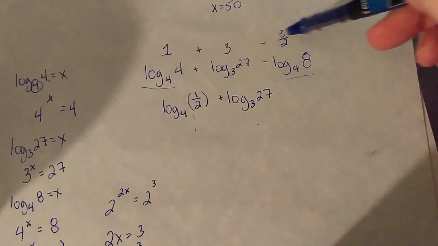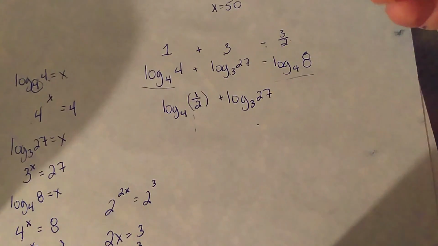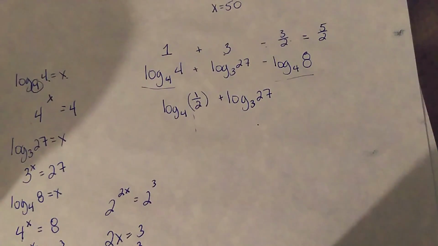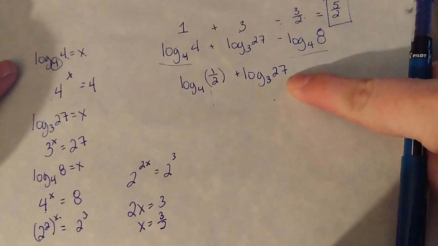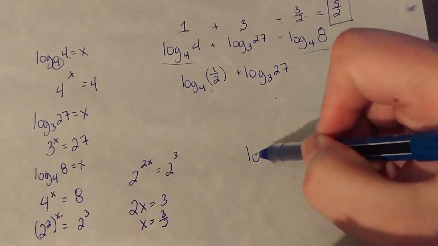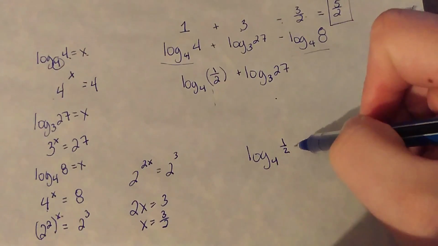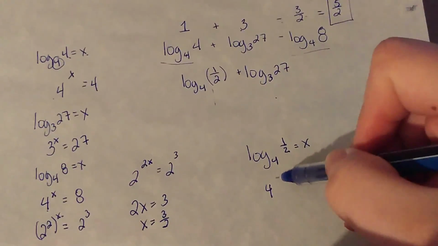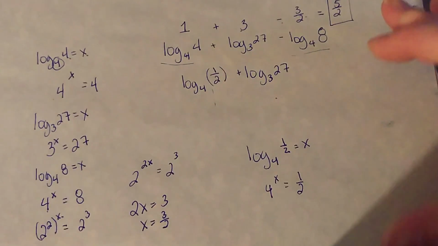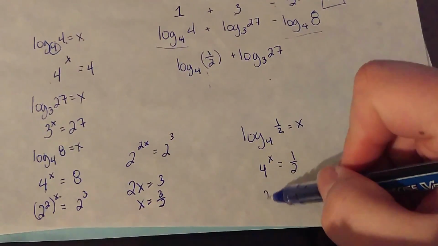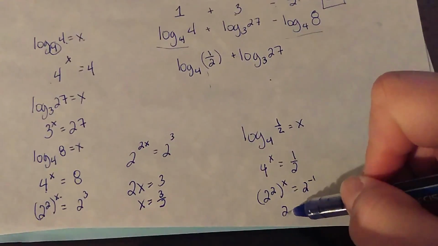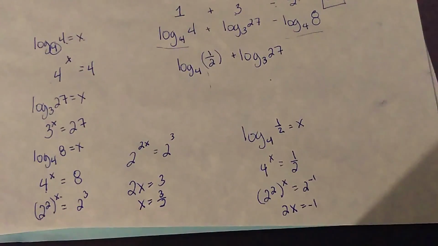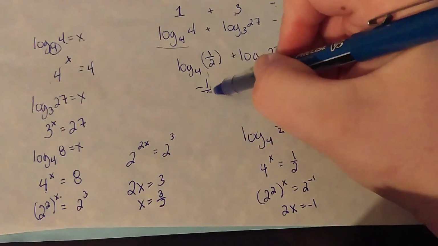Now when I evaluate this across, that's 4 minus 1.5. Five over 2 would be our final answer. Let's see if we get the same thing by doing it this way. Over here, I've got log base 4 of 1/2. So 4 to the power of x equals 1 over 2. Again, they don't have the same base, but I can make them both a base of 2. So I'd get x equals negative 1/2.